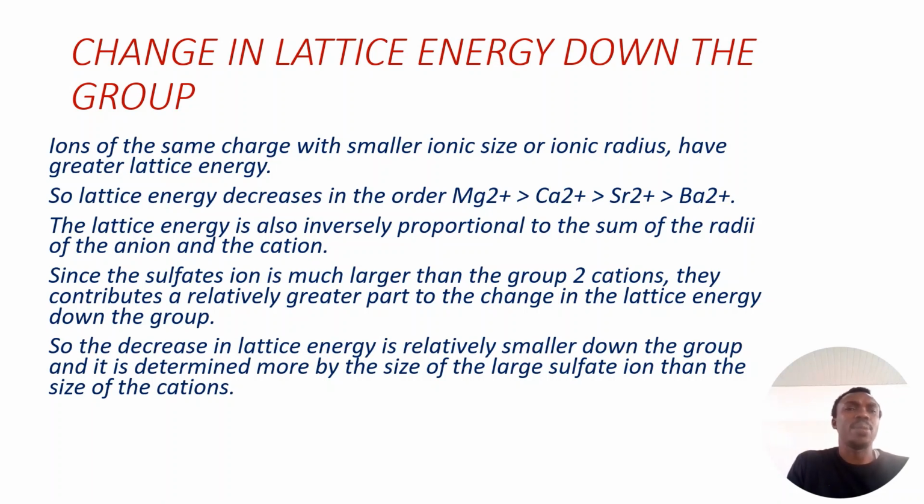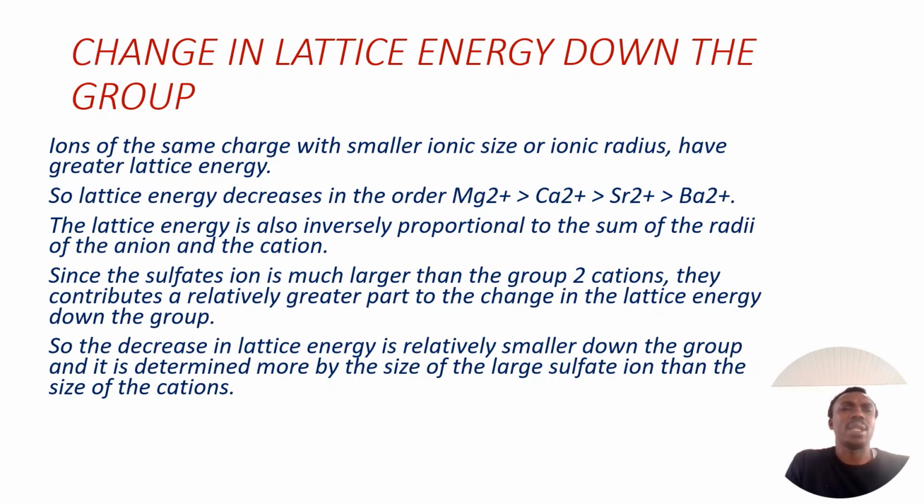So ions of the same charge with similar ionic size or ionic radius have greater lattice energy. If you look at the group 2 sulfates, the lattice energy decreases in the order of magnesium sulfate, calcium sulfate, strontium sulfate and barium sulfate. So the lattice energy of magnesium sulfate is greater than that of calcium sulfate. Calcium sulfate is greater than strontium sulfate. Strontium sulfate is greater than barium sulfate.